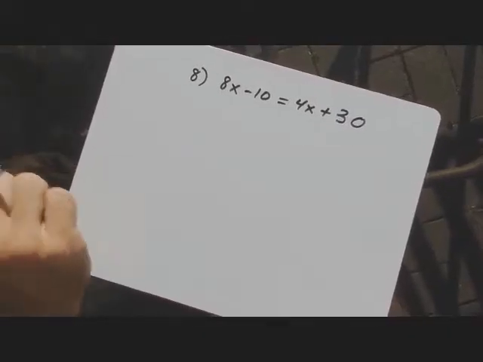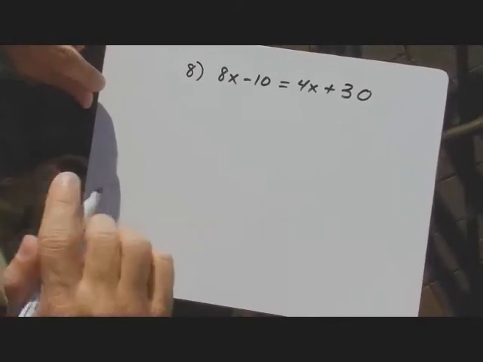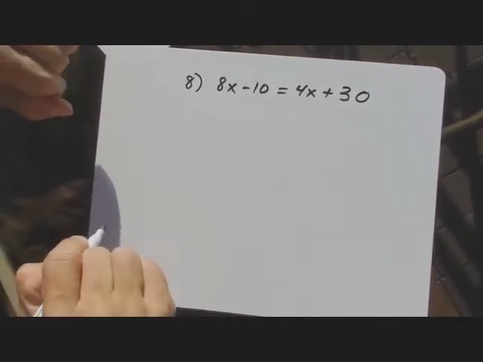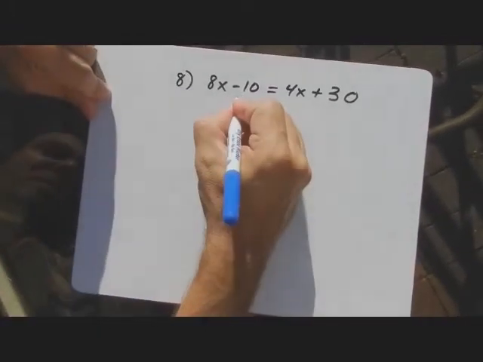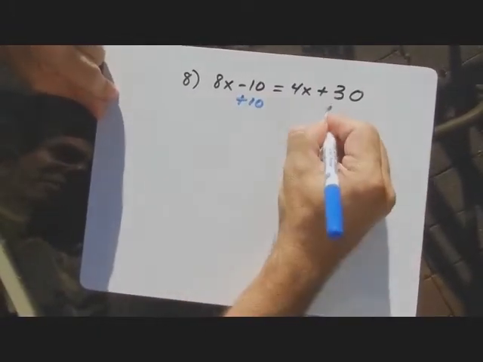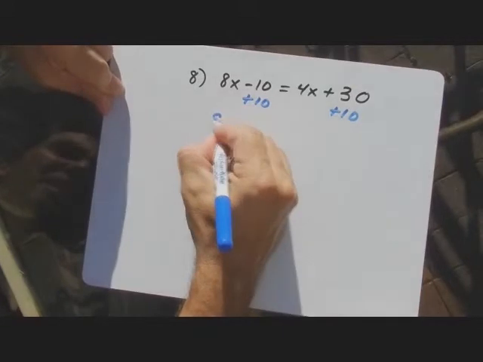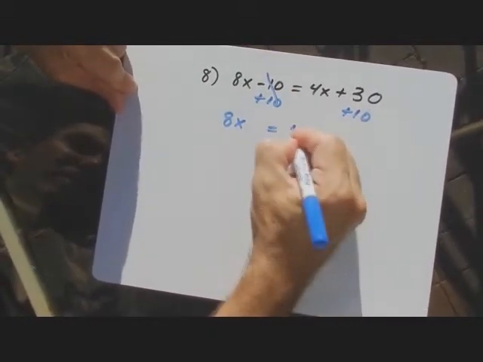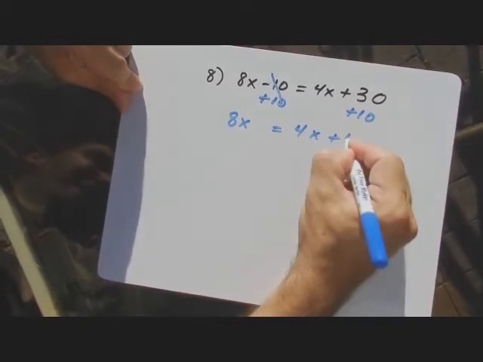Aha, problem 8 has a little bit of everything. We've got variables on different sides. We've got numbers on different sides. Let's do this first. Let's start by adding 10 to both sides. If we do that, it'll disappear from the left side, reappear on the right side once we do the math, which will lead us to 40.